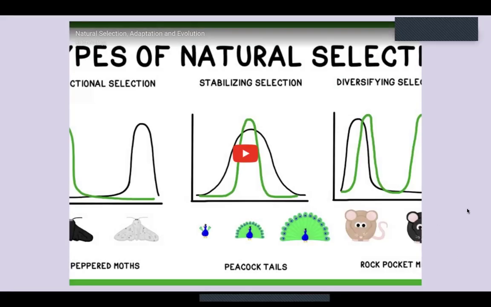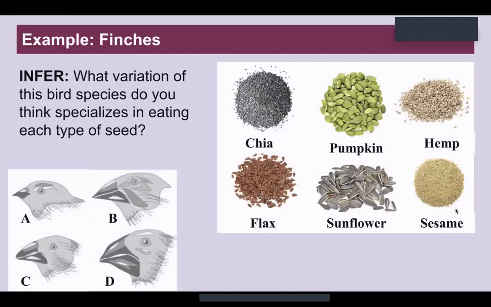So we've seen most of these examples. We've done the peppered moth, we've done the bird beak, we've done the rock pocket mice, and hopefully now you guys are able to put a name to it. I'm going to give you another example of potential diversifying selection. So we're going to look at these birds here.